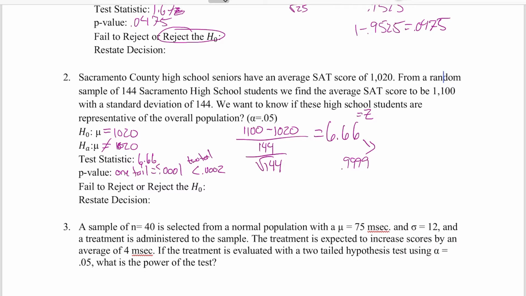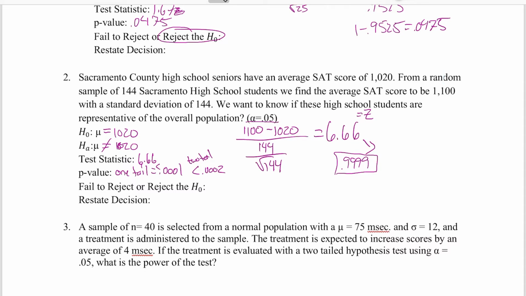Once again, our 0.999 is that cumulative probability from that value to the left, and since we're doing not equal to, we're going to take 1 minus that, and then divide by 2 for two-tailed. Since our alpha level is 0.05, compared to our p-value, the p-value is less than alpha.